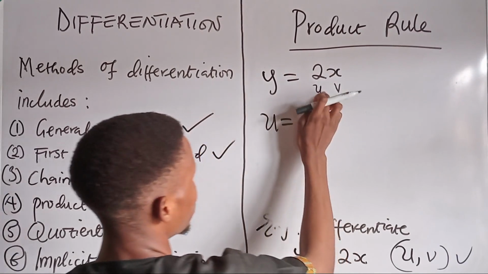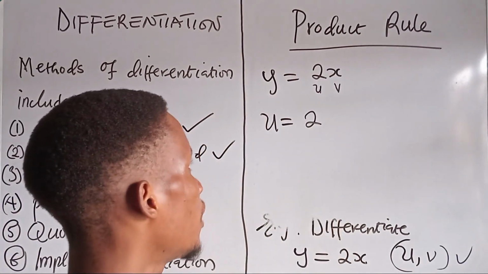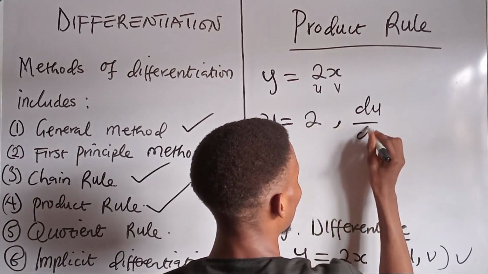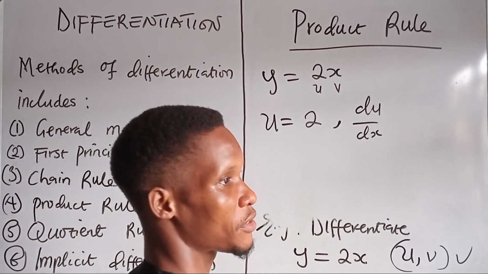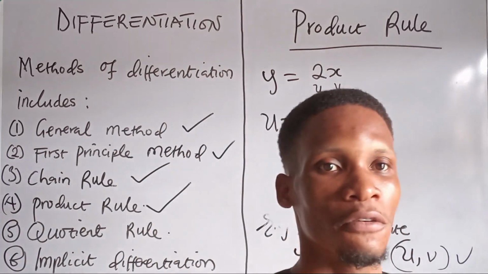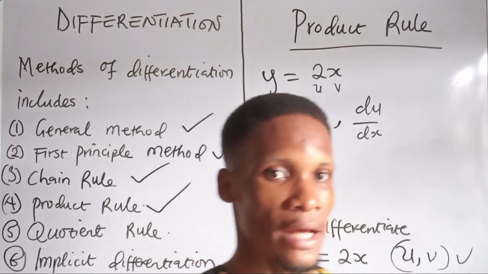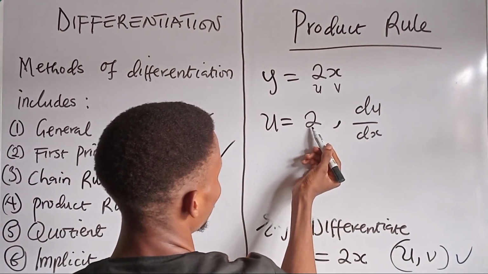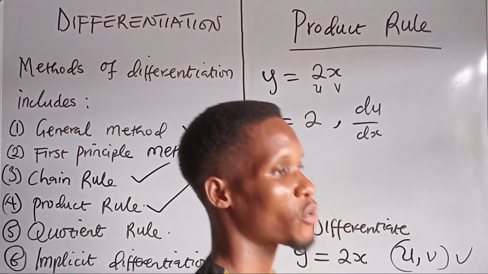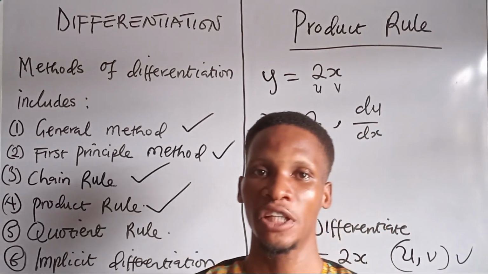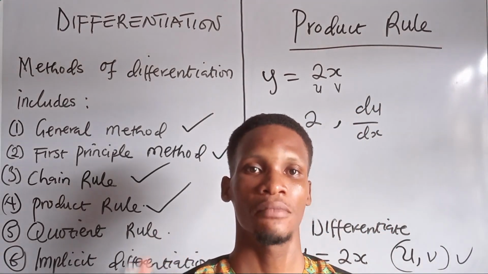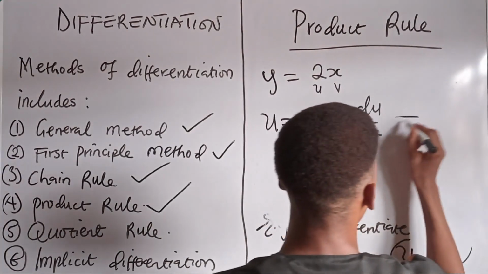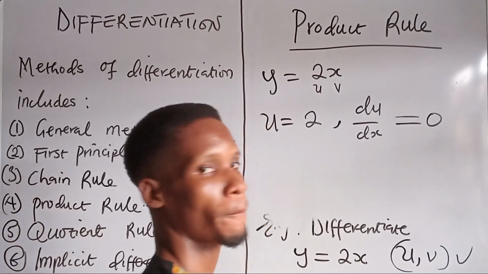If you look at what I've done there, that means du over dx, that is the derivative of u with respect to x, is going to give us what? u here being 2, when you differentiate u it is 0, because when you differentiate a constant, the answer becomes 0. So that's why du over dx is going to give us 0 here.